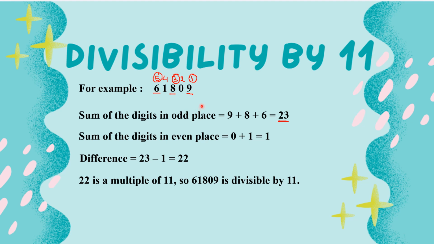First, you have to find the sum of the digits in the odd place. So give a position to your number. Then find out the digit which is in the odd place. Add it. Then add the digit which is in the even place and find out the difference between both the sums. If the difference is a multiple of 11, or if the difference is 0, in both the cases, we can say that the number is divisible by 11.